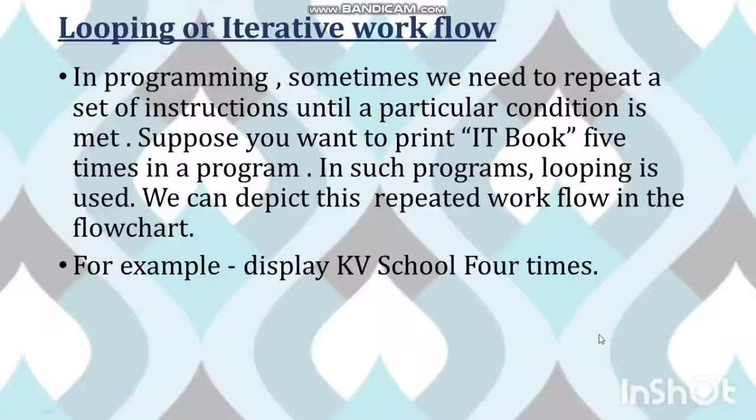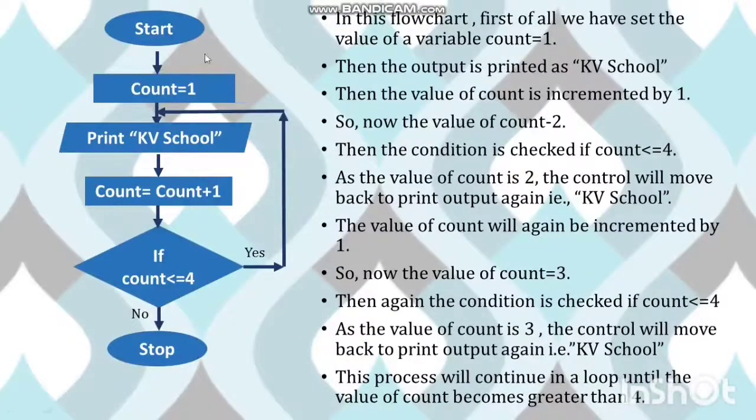For example, now here we will take up KB school 4 times. If you want to display the word KB school 4 times, this is how you draw the flow chart. You start as usual with the oval shape. Then here we are just giving count equal to 1. Assume count is a variable here, and we are assigning it a value 1. And then the next flow is to print KB school. So for the first time it will print KB school over here. Then the count value, which initially we gave as 1, we are increasing to make this loop continue till it reaches the 4th loop.